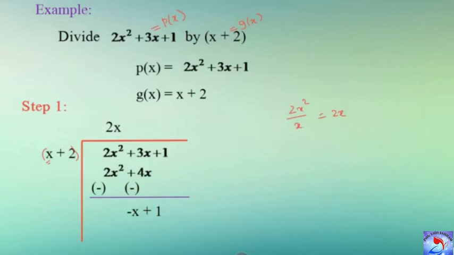When you divide the first term of the dividend by the first term of the divisor, the result will be the first term of your quotient. Here it is: you have 2x written on the top of the line, above the line where we are going to show the division. This 2x is your quotient that you get after dividing 2x square by x. Now let's multiply this 2x by x plus 2.